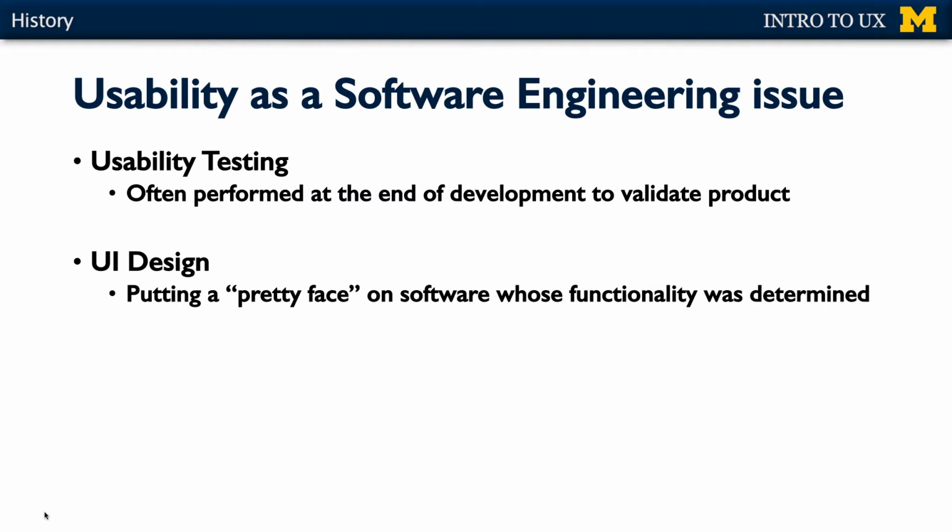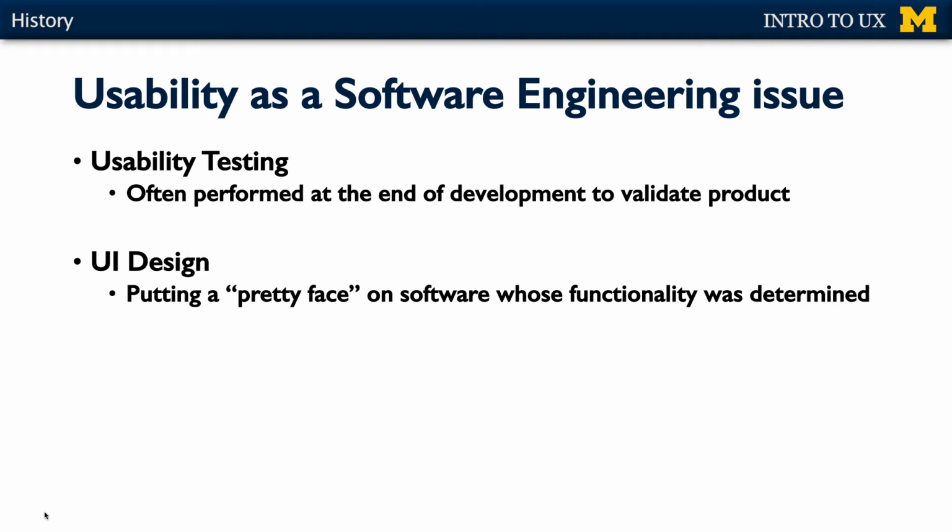But in terms of the way that human-computer interaction was incorporated into system design during this period of time, usability was primarily seen as the main factor of concern, and it was seen as a software engineering issue. And so you had usability testing starting to be performed as part of software development, but it was often performed at the end of the development to validate the product and say, yes, this is ready for release. But it would be done very late and much too late often to really influence the design of the product in the first place.